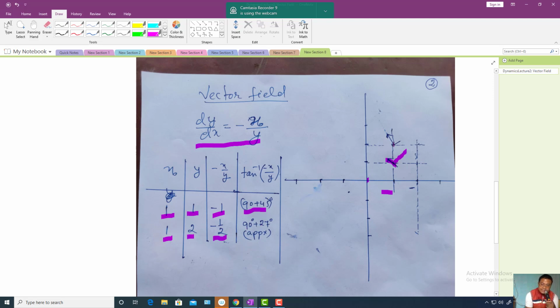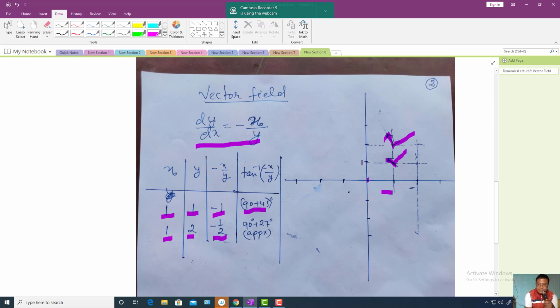Okay, so let us see. 27 degrees roughly, you can do it. 27 degrees will be roughly here. It will be less than 45 degrees. Okay, so this is 45 degrees, it will be less than 45 degrees. So from here you put 90 degrees, so the direction will be here. The vector field direction will be here. Okay, so this will be 90 degrees plus 27 degrees. So that means at this point, the curve has this one as a tangent.